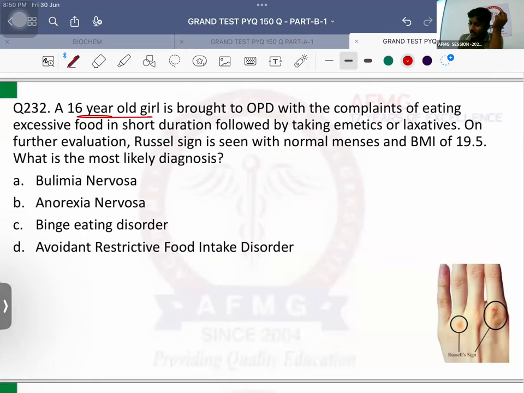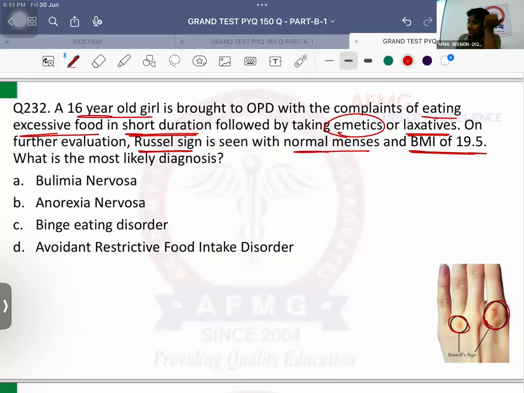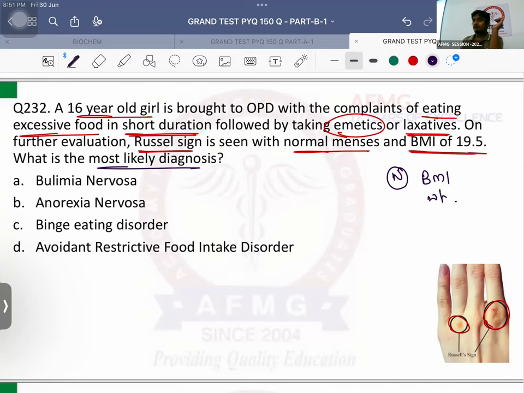232. A 16-year-old girl is brought to the OPD with complaints of eating excessive food in a short duration of time. That is called binge eating, followed by taking emetics or laxatives for getting rid of the food. On further evaluation, Russell sign is seen. Russell sign is injury to the knuckles, known as callosity of the knuckles, with normal menses and the BMI is 19.5. What is the normal BMI? 18.5 to 22.9. So the female is having a normal BMI or a normal weight. What is the most likely diagnosis?